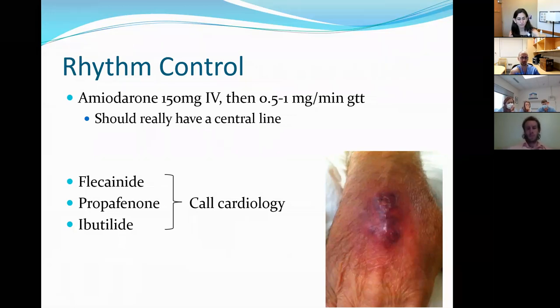Sometimes I will use flecainide, propafenone, or ibutilide. That's not something you should ever be doing. And even frankly, the cardiology service is usually calling EP if we're ever going to do something like this.